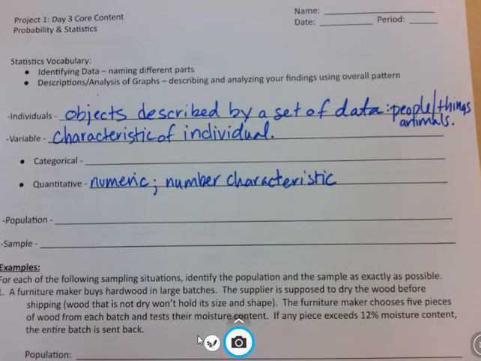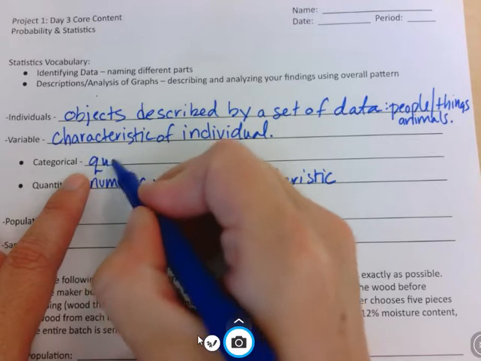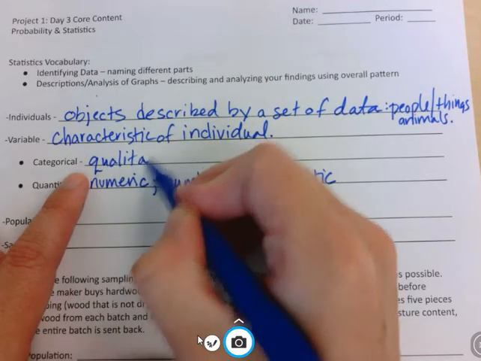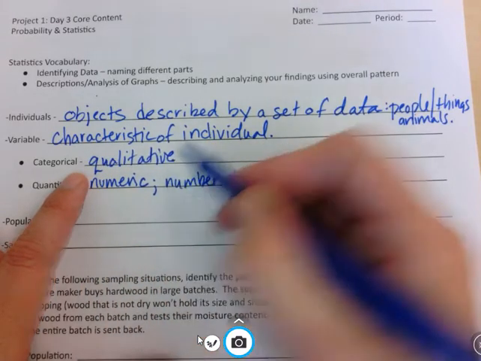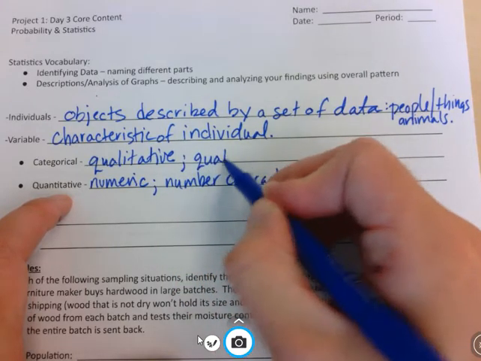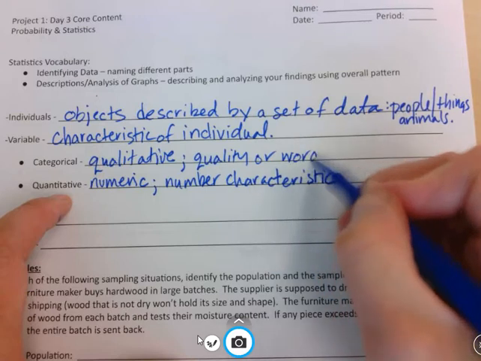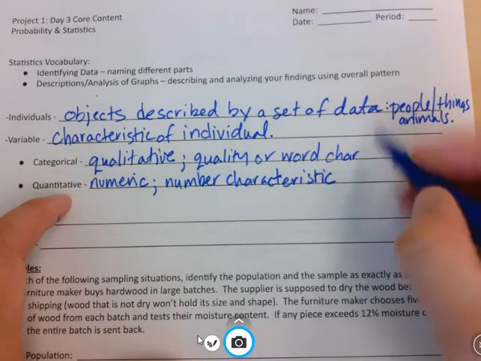Categorical is called qualitative, so it's about a quality, like what color is it, or how big is it. Actually, how big is it is a number. What color is a good category. So qualitative. It's about a quality or a word characteristic. Not a number.